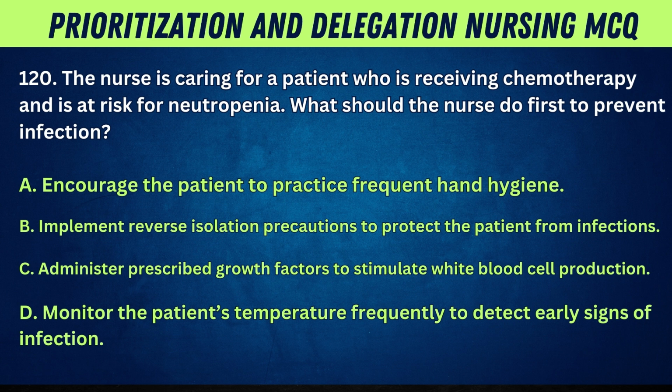120. The nurse is caring for a patient who is receiving chemotherapy and is at risk for neutropenia. What should the nurse do first to prevent infection? A. Encourage the patient to practice frequent hand hygiene. B. Implement reverse isolation precautions to protect the patient from infections. C. Administer prescribed growth factors to stimulate white blood cell production. D. Monitor the patient's temperature frequently to detect early signs of infection.